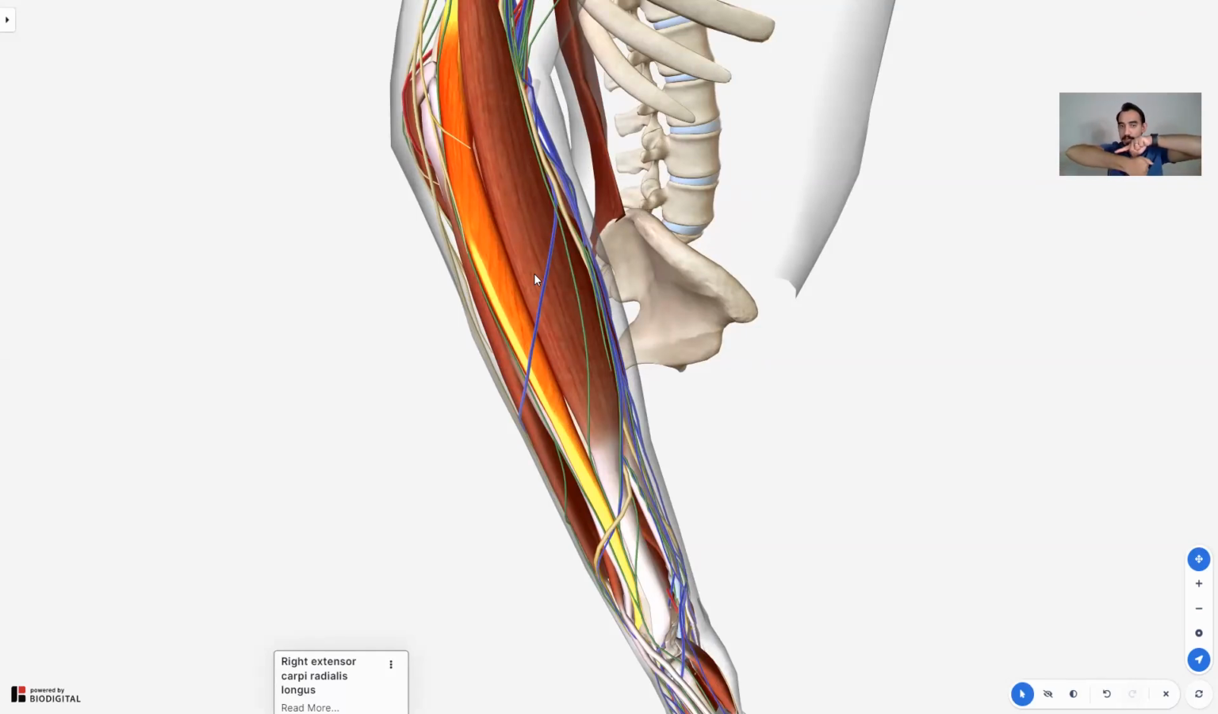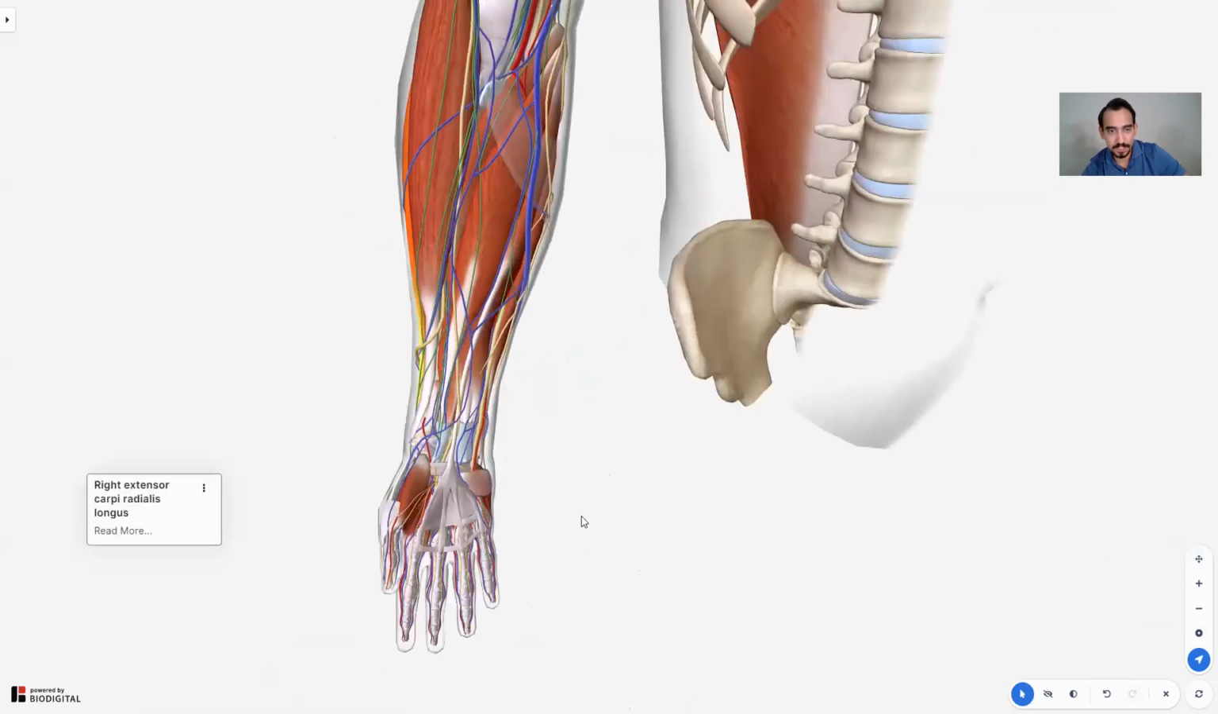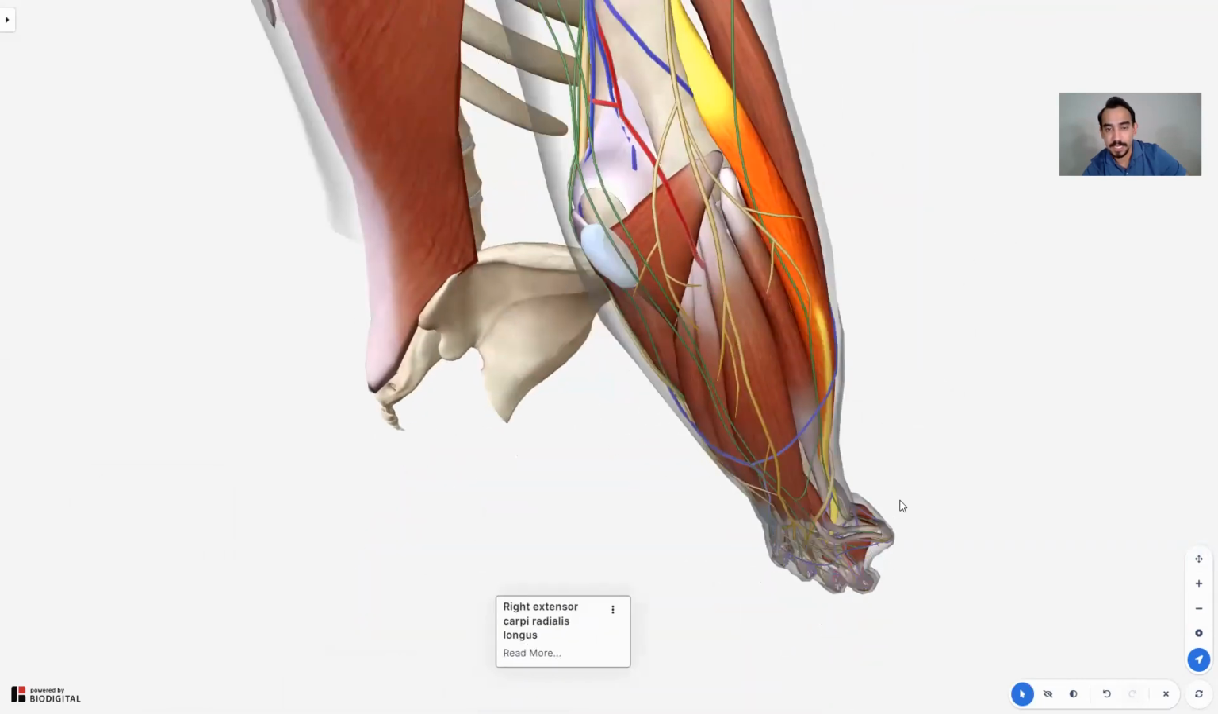So your radial nerve, superficial branch, gets impinged between brachioradialis and ECR, extensor carpi radialis muscle, causing superficial sensory loss. Okay, remember that. All right, so those three muscles are done. Very important muscles, remember that.